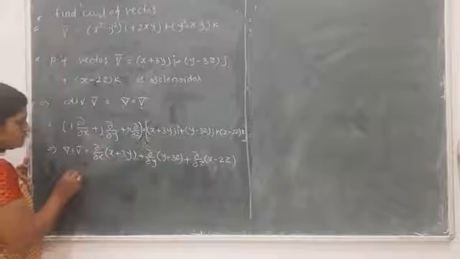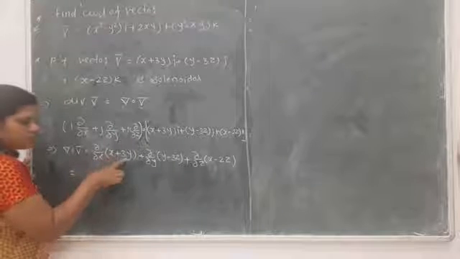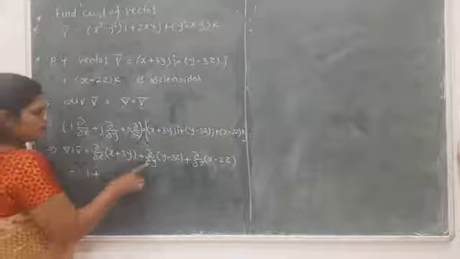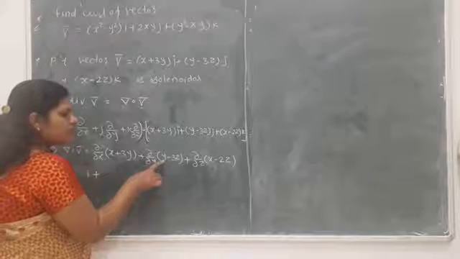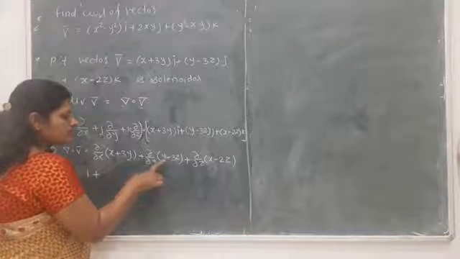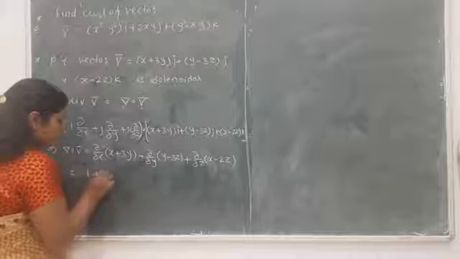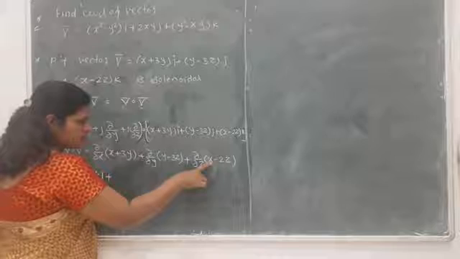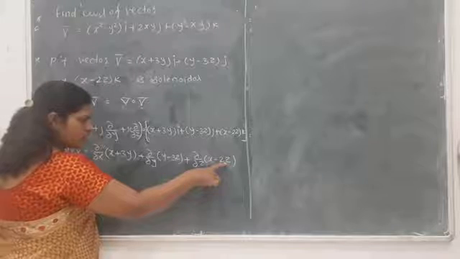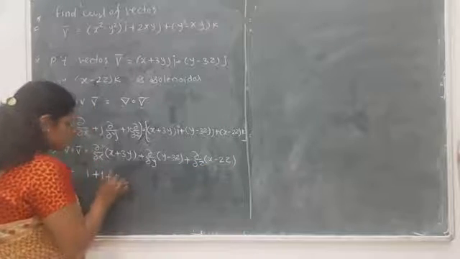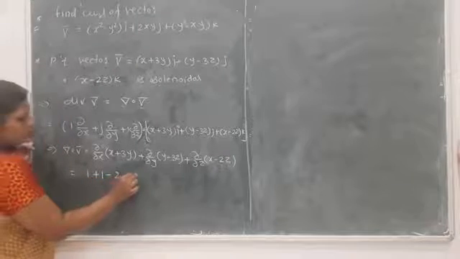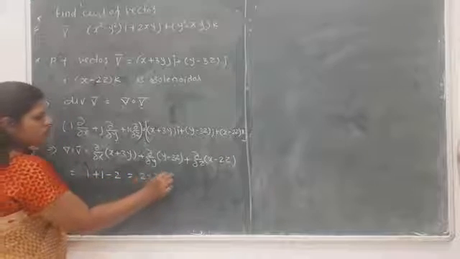Now we take the derivatives. ∂/∂x of (x + 3y): the derivative of x is 1. Then ∂/∂y of (y - 3z): the derivative of y is 1 and the other term is 0, so 1 plus 1. Then ∂/∂z of (x - 2z): the derivative of x is 0 and of z is 1, so it becomes minus 2. So 1 plus 1 is 2, minus 2 becomes 0.